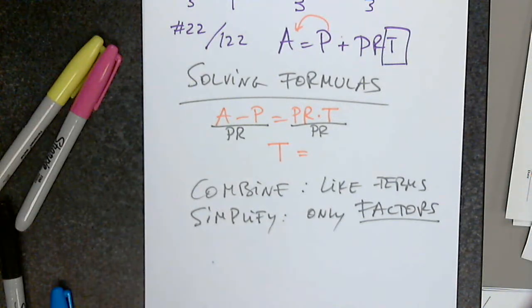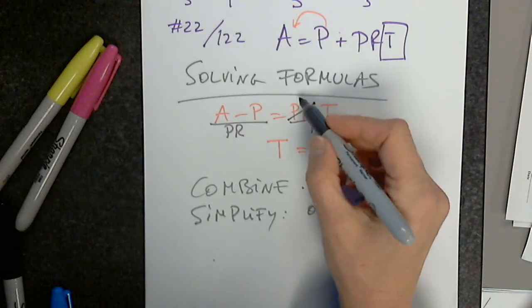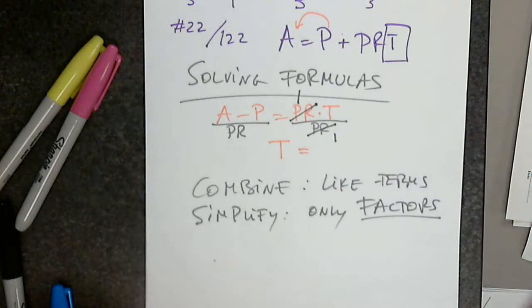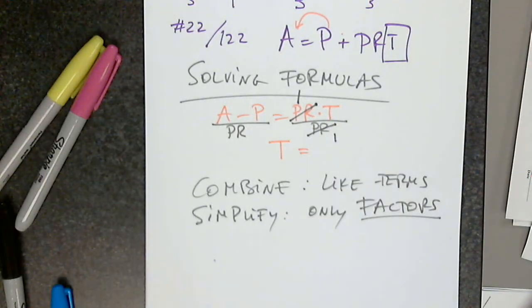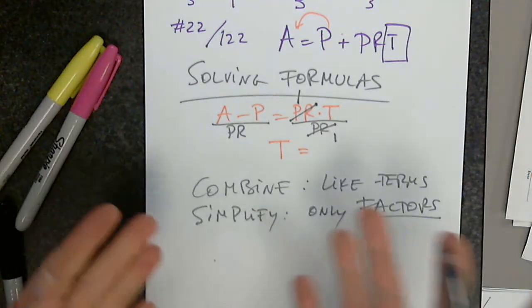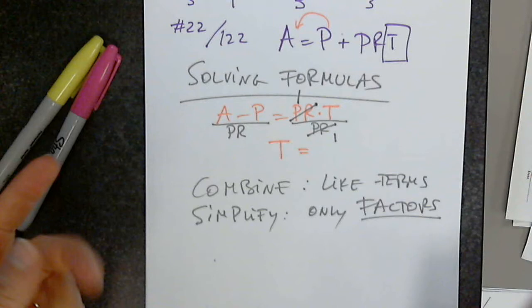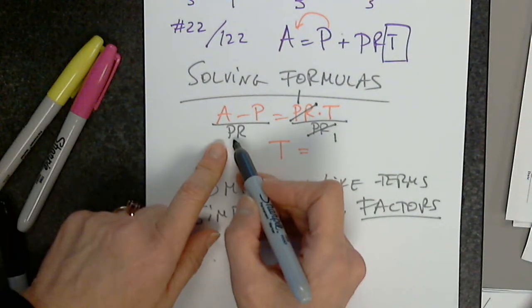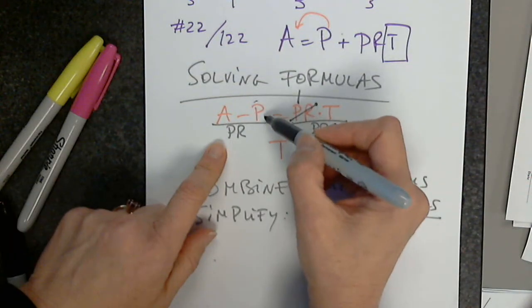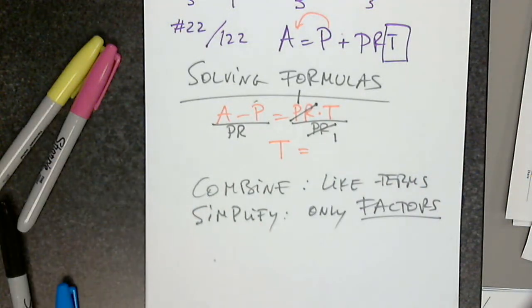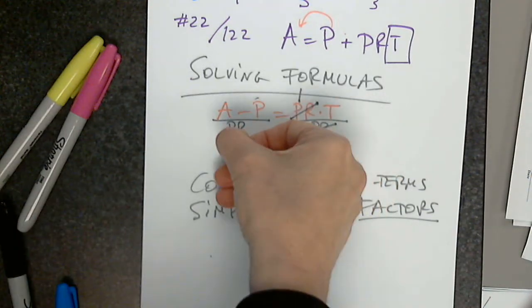So, I simplify this factor and this factor. Or if you want to say P and P, one factor, and R, one factor. So the simplified form, or the answer, is A minus P over PR. Question. I want to simplify this P with this P. Acceptable or not? No. Yeah, you're correct. So I cannot simplify this with this.